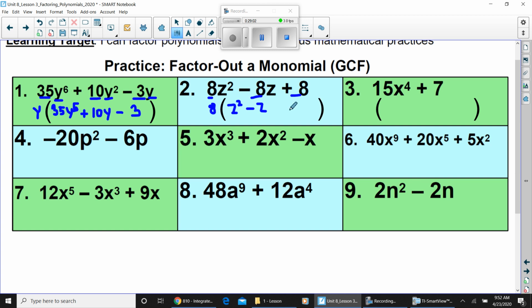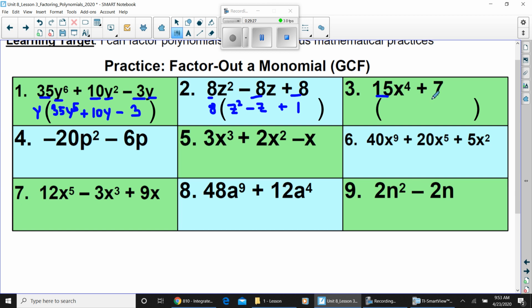And then what times 8 equals 8? Obviously 1. Can't leave it blank. Right? 8 times 1 equals 8. Do distributive property, I'm putting these little slash marks for z. Alright, so take a look at number 3, and then you could do the rest on your own.